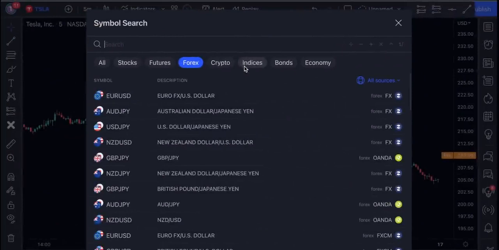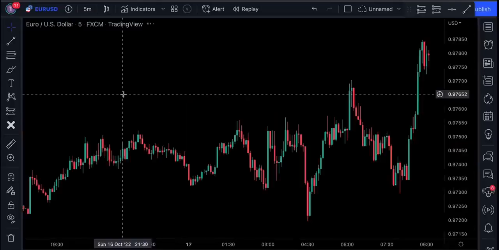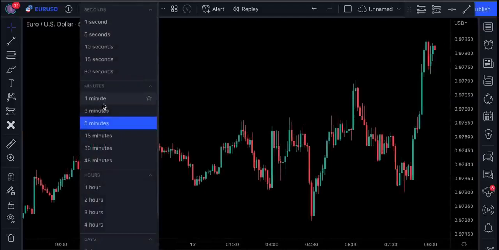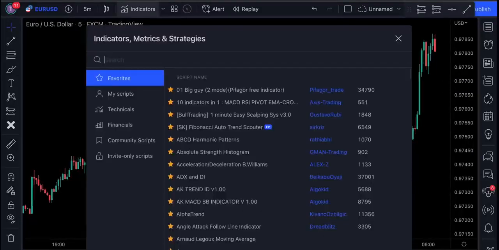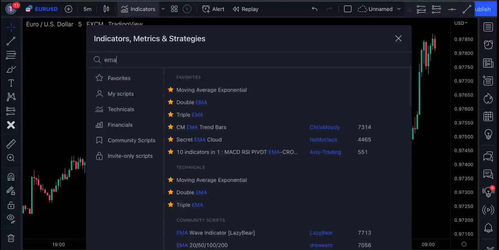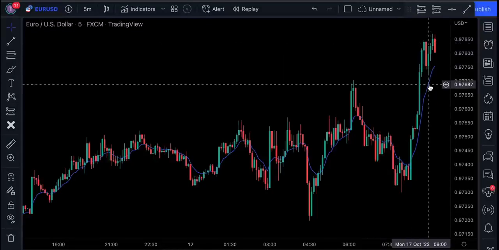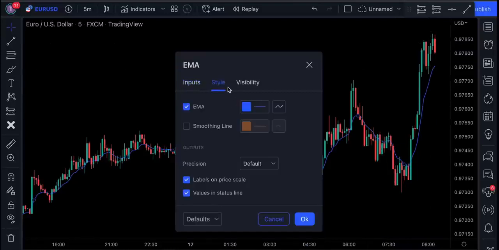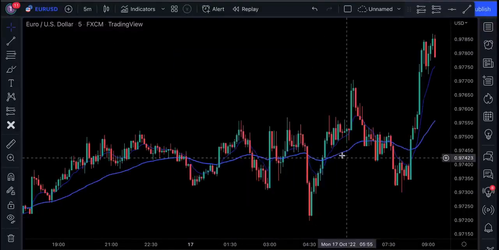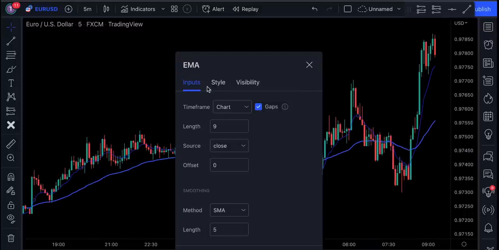You can use this strategy on any Forex pair that has a high level of daily volume. The time frame can be set at 1 minute, 5 minutes or 15 minutes. For this setup, we will need to install 3 indicators to the chart. For the first indicator, let's search for exponential moving average and add 2 of them to the chart. Now let's double click on one of them and change its length from 9 to 50. The second EMA will be set to 150.